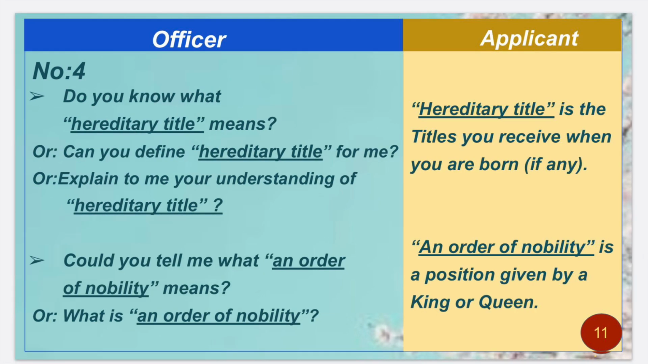Do you know what hereditary title means? Can you define hereditary title for me? Explain to me your understanding of hereditary title. Could you tell me what an order of nobility means? What is an order of nobility?